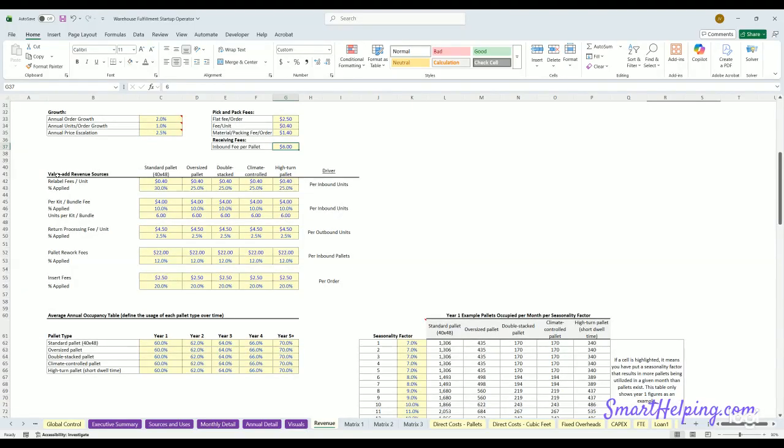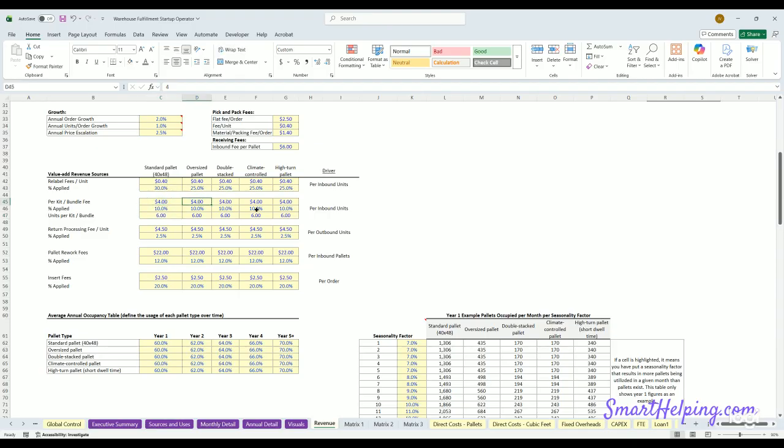And then we have value-added services. So you've got relabel fees, kitting fees, return processing fees, pallet rework fees, and insert fees. Relabel fees are based on how many inbound units, the percentage that require relabeling, and then the price. Kitting is per inbound units, and you divide that by the percentage that it applies to of the inbound units, against how many units are in a kit, and then what you are charging per kit.